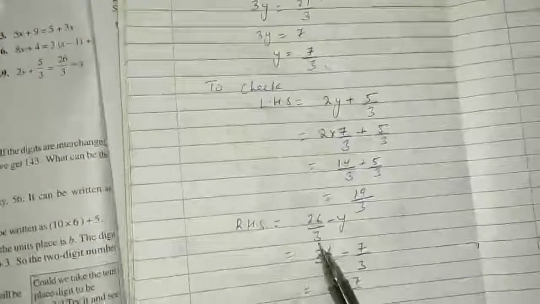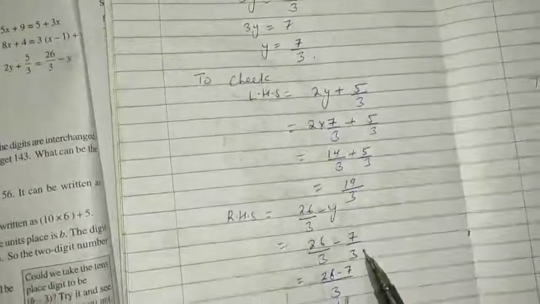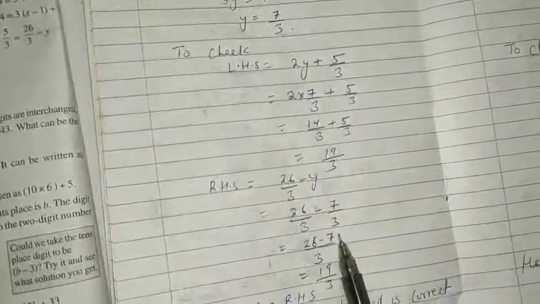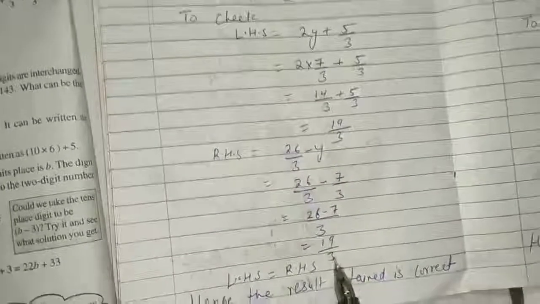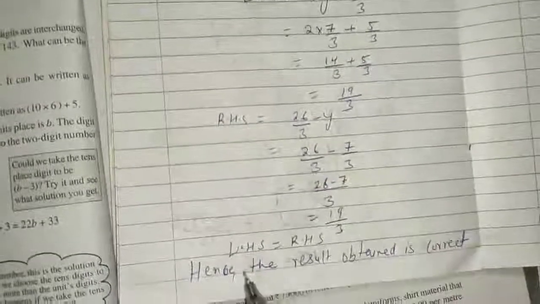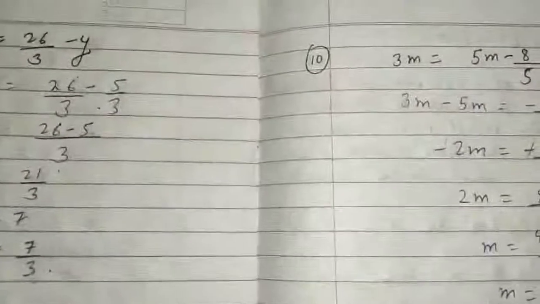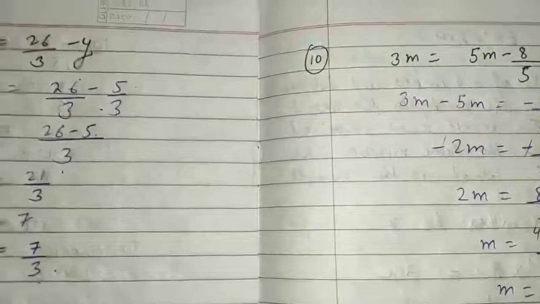On putting in this 26 by 3 minus y, y equals 7 by 3. Now denominators are same. So 26 minus 7 by 3 and it is coming 19 by 3. LHS equals RHS, hence the result obtained is correct. Okay. Now the last part of this exercise, last question of the exercise.